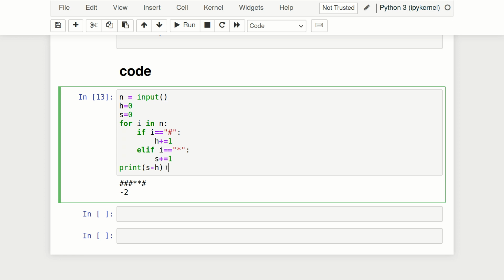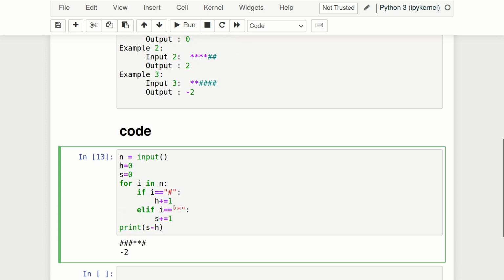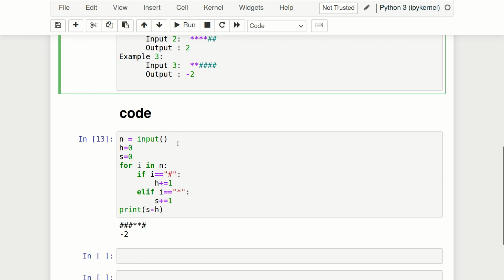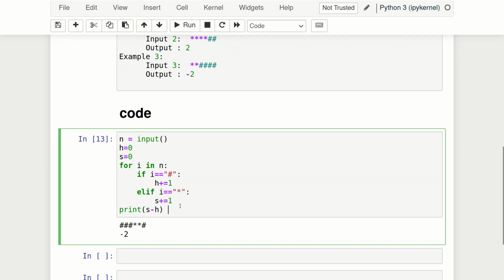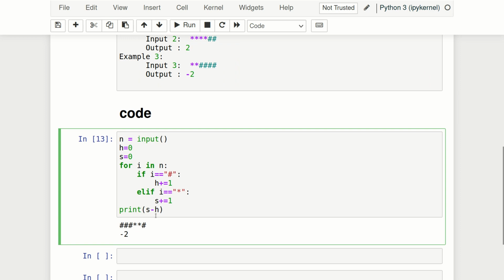Okay, so this was the code. I hope it is clear. This is just a for loop, and just one thing that we needed is this one. Make sure you print star minus hash, then only this will be possible, because if star is greater than hash, it should be positive, and if star is less than hash, it should be negative, which is only possible if I do star minus hash.